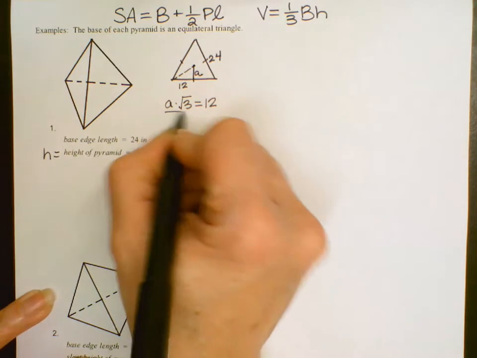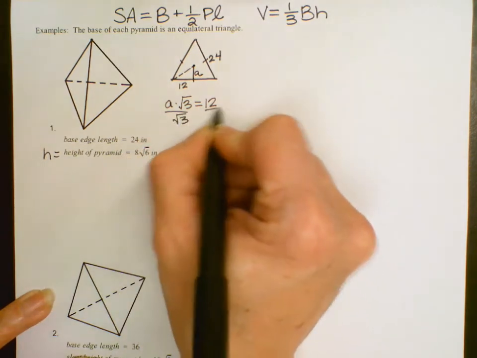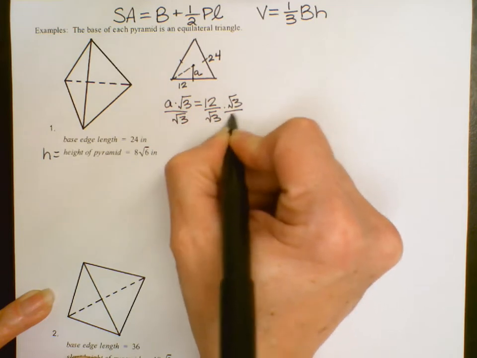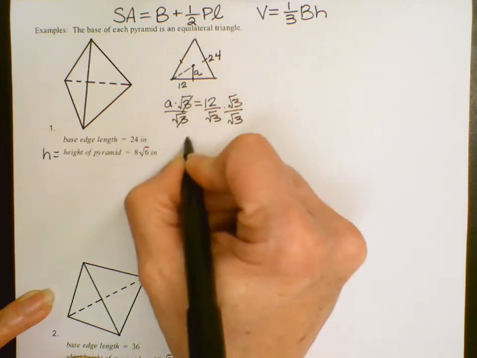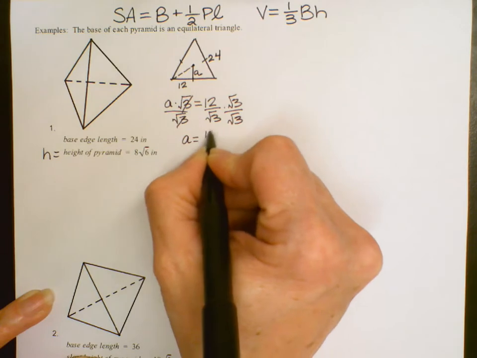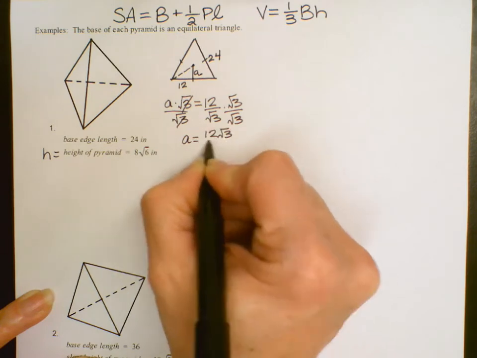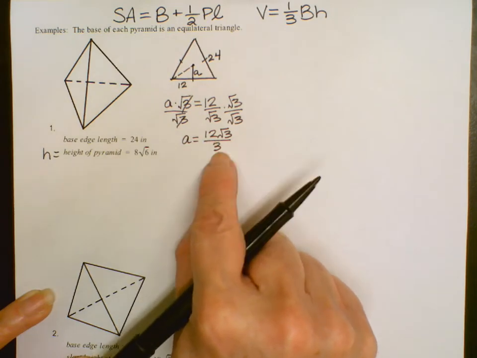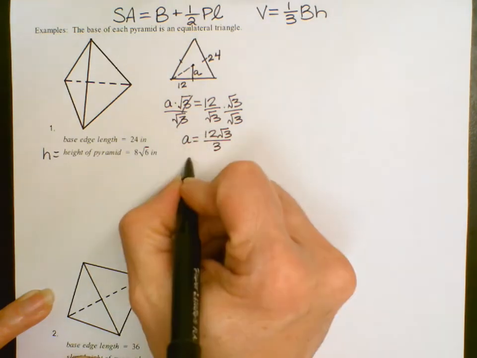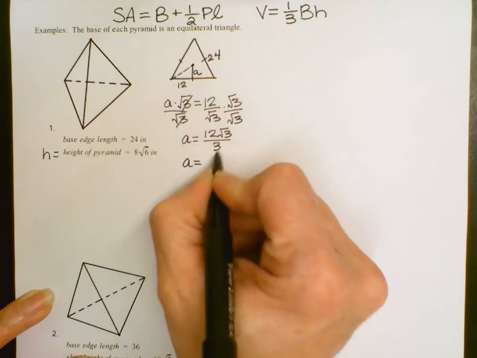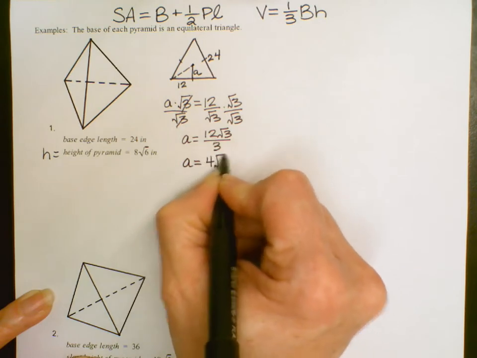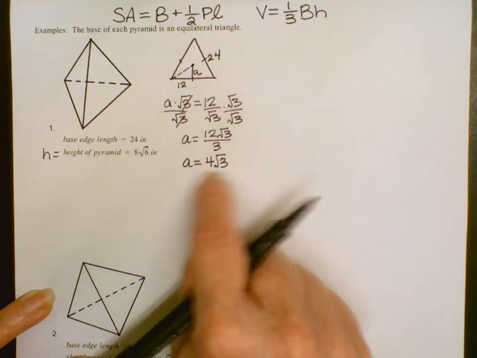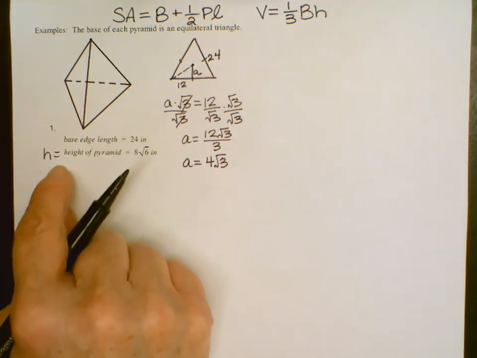We divide both sides by the square root of 3 and rationalize on the right. So on the left side, we're left with a, and on the right side, 12 square root 3 in the numerator and a whole number 3 in the denominator. In this case, the 12 and the 3 are evenly divisible, so a would become 12 divided by 3, which is 4 square root 3.